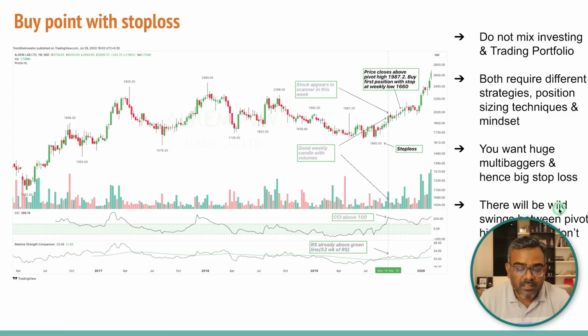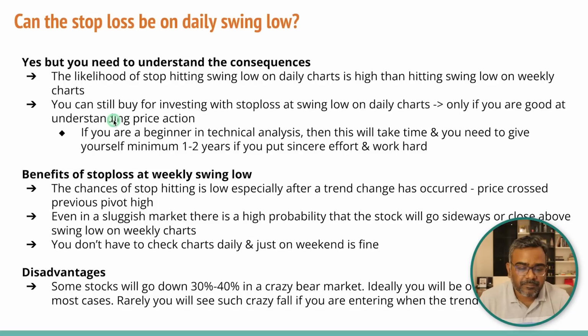But there will be wild swings between your pivot highs and lows. So this is a pivot high here, and this is a pivot low. You see the stock went from 1856 to 1455. You need to have the mindset to go through these drawdowns, right? You need to accept that in your investing portfolio. Okay, so let's move on to the next slide.